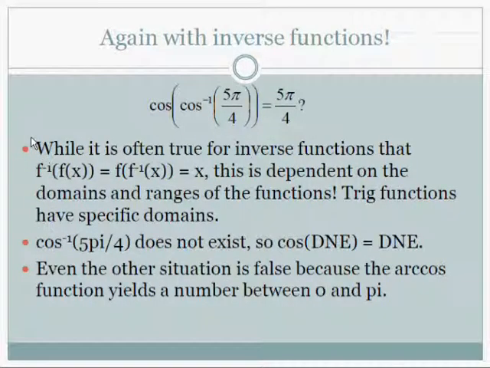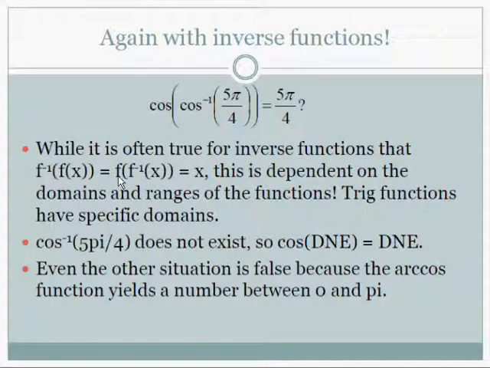So the last question involved inverse functions and inverses of inverse functions. I asked if the cosine of the inverse cosine of 5 pi over 4 was just 5 pi over 4. Well, admittedly, normally when we do have inverse functions, you can take f inverse of f of x or f of f inverse of x, and you just spit back out the original value.